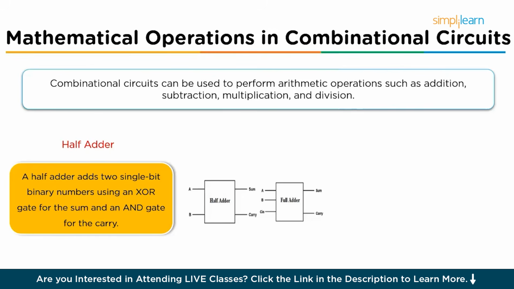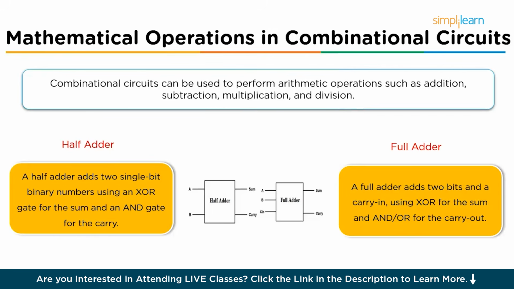So the half adder is there. The half adder is the simplest combinational circuit for adding two single-bit binary numbers. It consists of an XOR gate to add the two bits and an AND gate to generate the carry bit. Then there is another adder known as the full adder. The full adder is an extension of the half adder. It adds two single-bit binary numbers and a carry bit from the previous operation. It uses XOR gates for the sum and AND or OR gates to handle the carry bit.